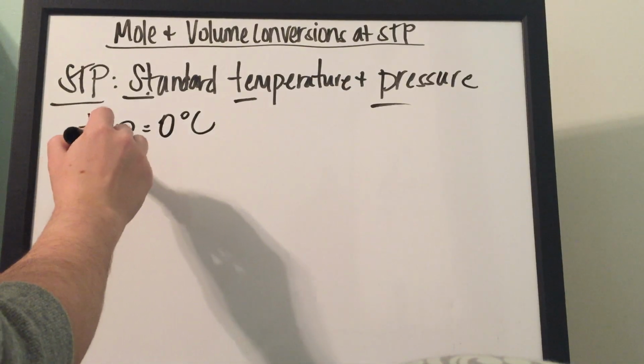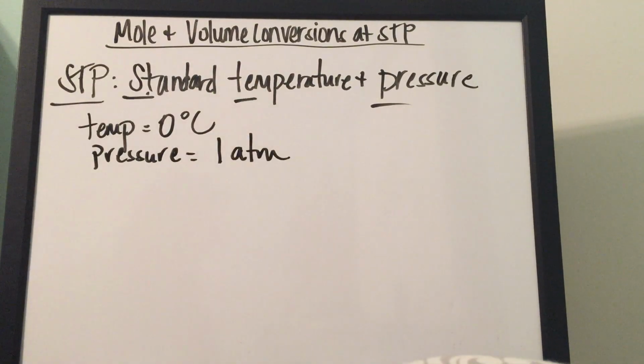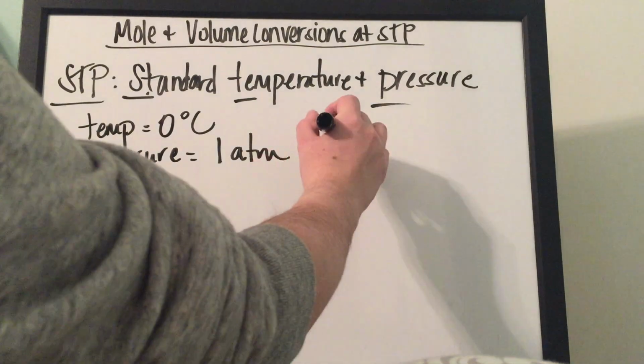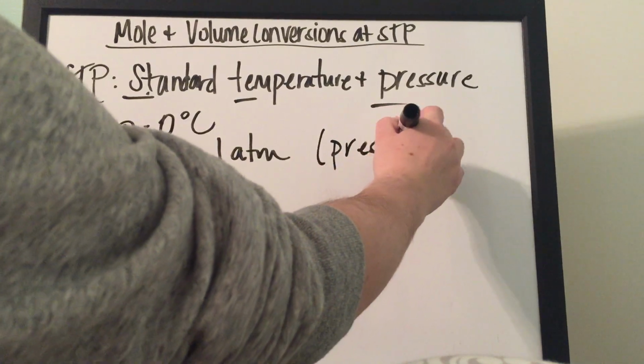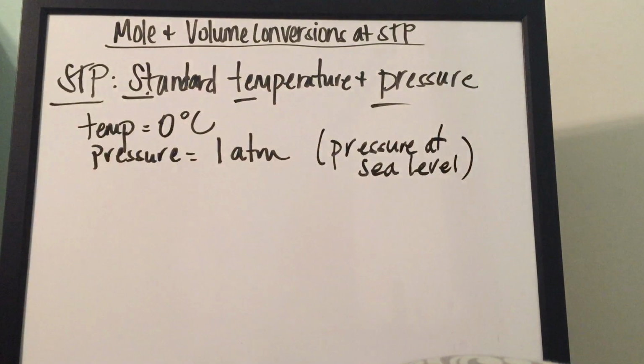And so a standard temperature that they picked was 0 degrees Celsius. And the standard pressure that they picked was 1 atmosphere, whose abbreviation is ATM. And that's something we haven't talked about yet, but eventually we will get into. But the atmosphere is a unit for pressure. And 1 atmosphere is actually the pressure at sea level, just for your information. So STP is an acronym. It stands for Standard Temperature and Pressure, and it's a temperature of 0 and a pressure of 1 atmosphere.